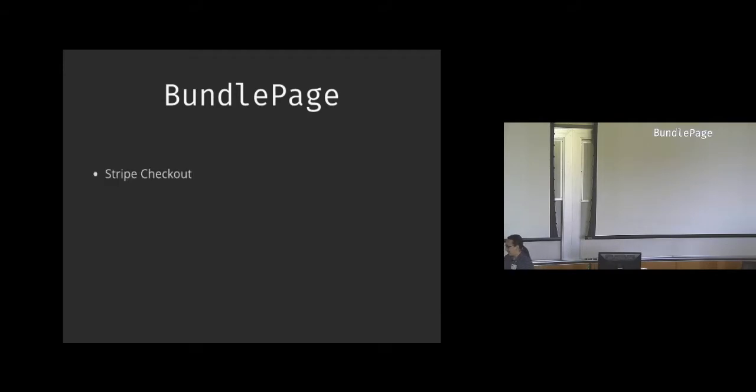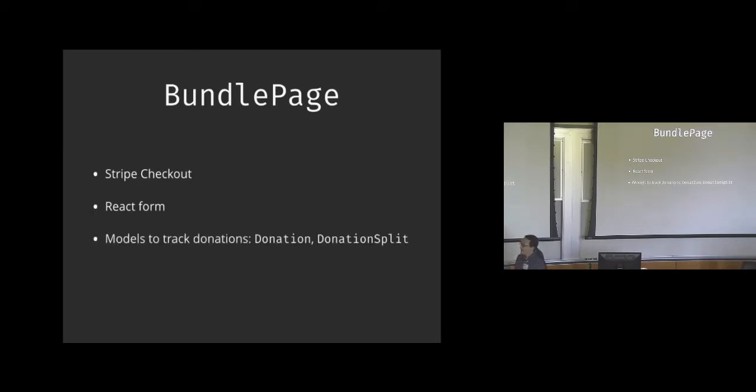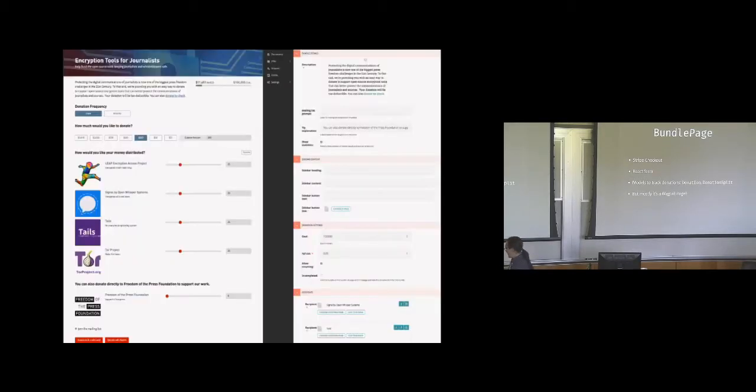So we have these donation bundles on our website, and we integrate Stripe checkout and a React-based form, and we have a few extra models to track donations that get made. The donation model and donation split model record how a user wanted to split up their donation. But mostly, this is just a Wagtail page that has some very special behavior.